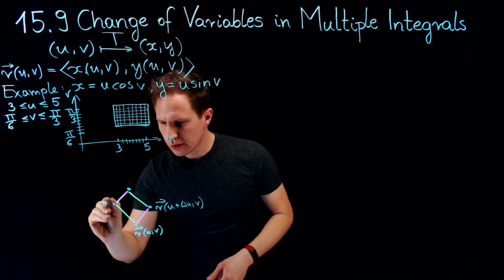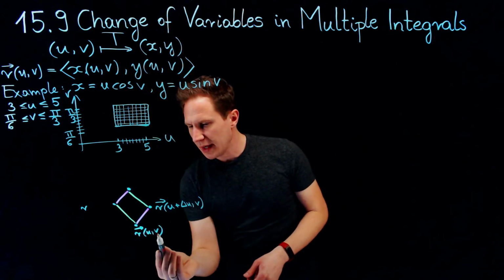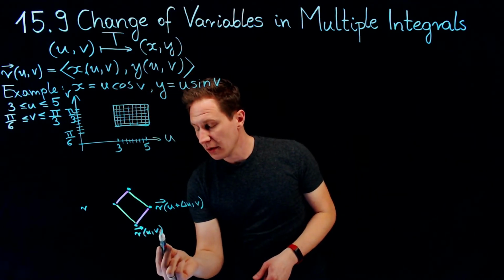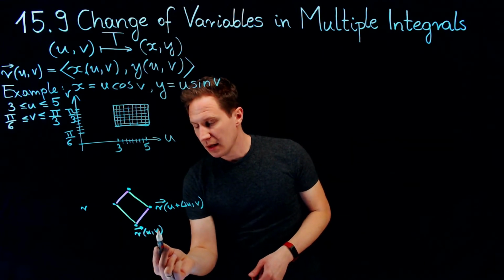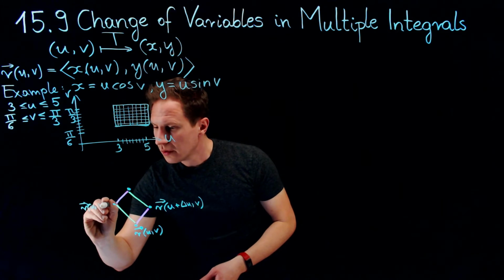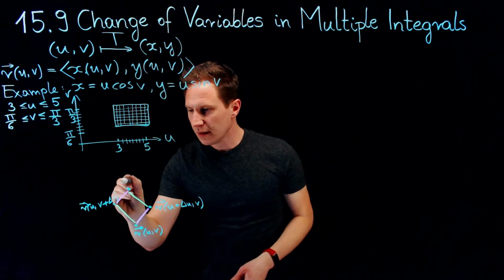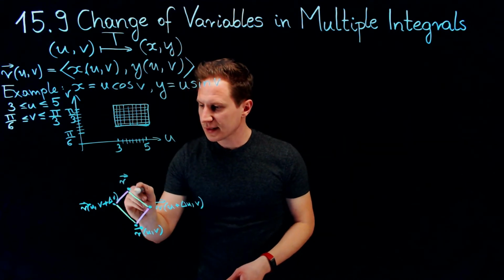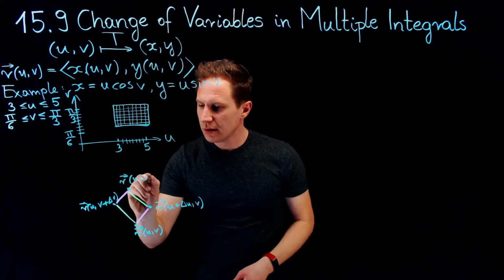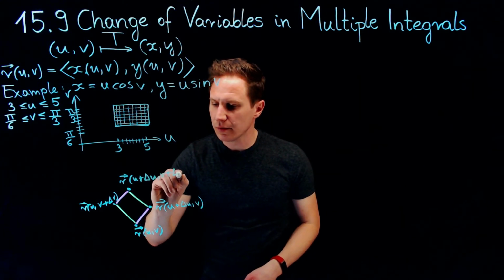Similarly, this corner right here is obtained from this one by shifting along the v coordinate by delta v. So that's r(u, v + delta v). Okay, and finally the fourth vertex is r(u + delta u, v + delta v).